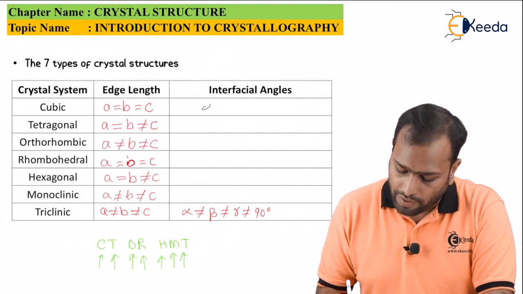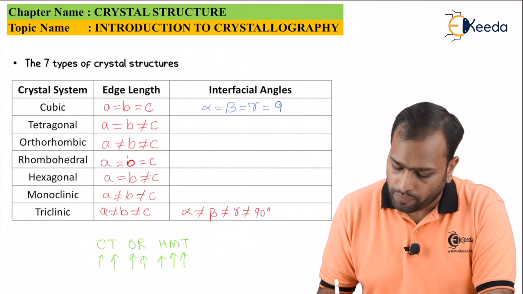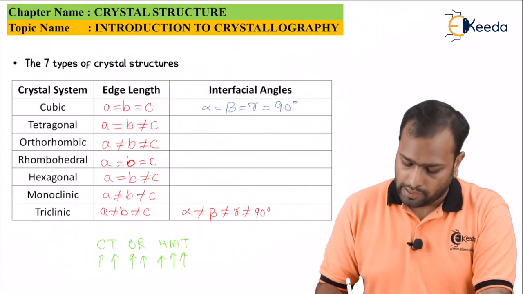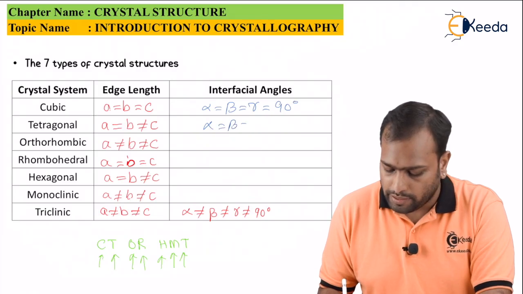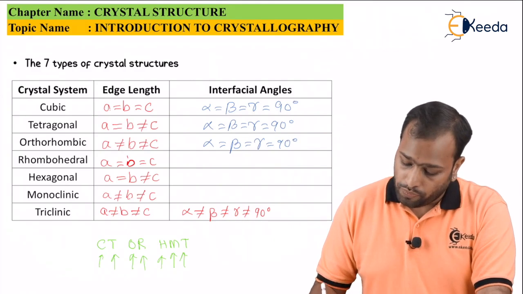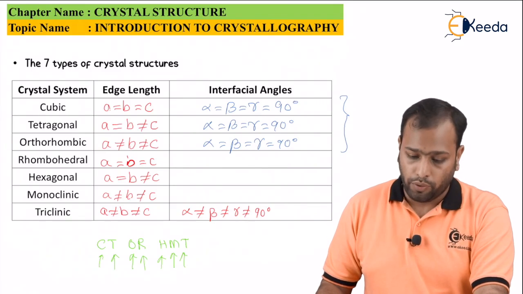As in cubic, you have alpha equals beta equals gamma equals 90 degrees. Well, in tetragonal and orthorhombic, the same repeats. As you know, alpha equals beta equals gamma equals 90 degrees. Similarly, alpha equals beta equals gamma equals 90 degrees. So these are the three crystal structures wherein the angles are the same, equal to 90 degrees.